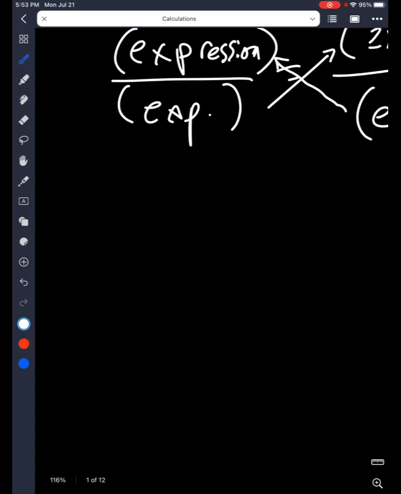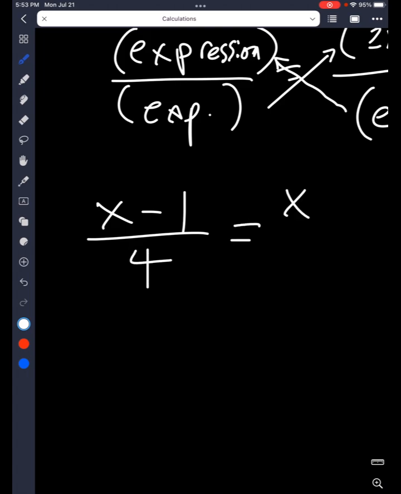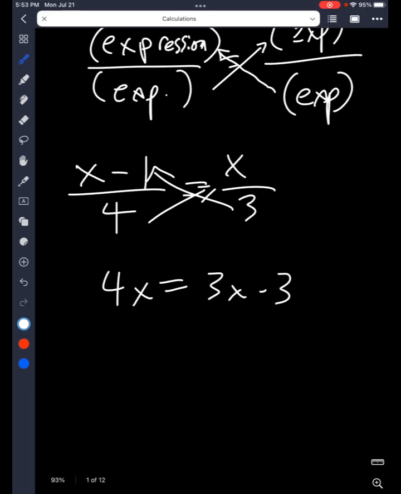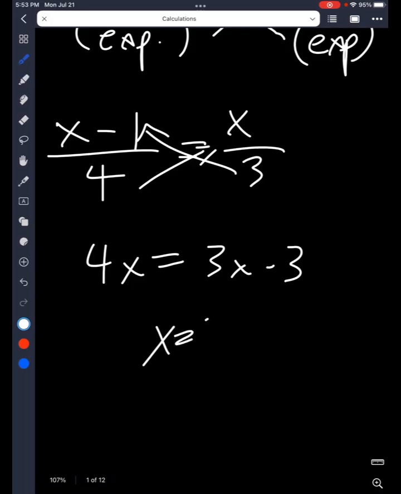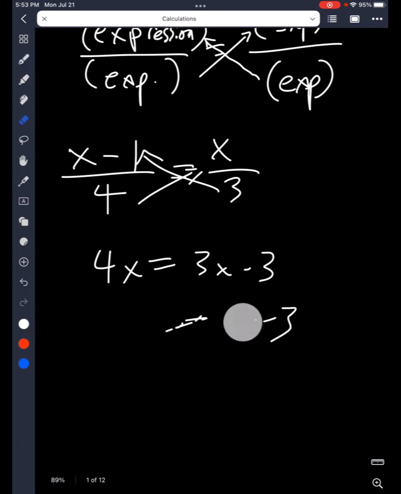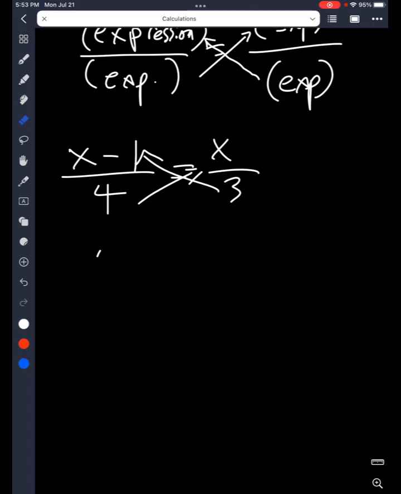If you have something like x minus 1 over 4 equals x over 3, you could just cross multiply, and that would be 3x minus 3. And then you could easily solve for x, and x is negative 3. So yeah, those are pretty simple. Just cross multiply and you're good.